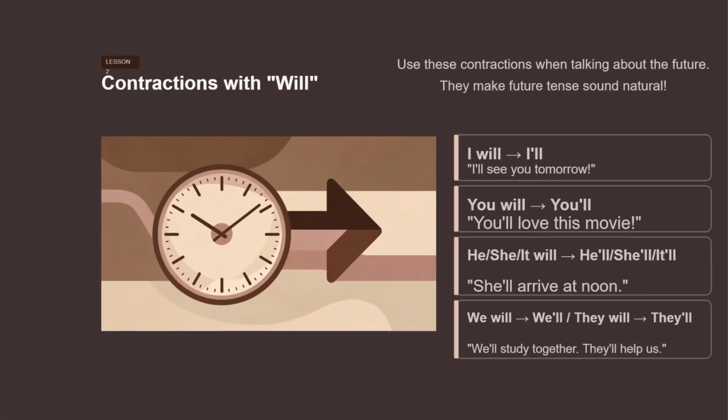Contractions with will. Use these contractions when talking about the future. They make future tense sound natural. I will, I'll. I'll see you tomorrow. You will, you'll. You'll love this movie. He, she, it will becomes he'll, she'll, or it'll.